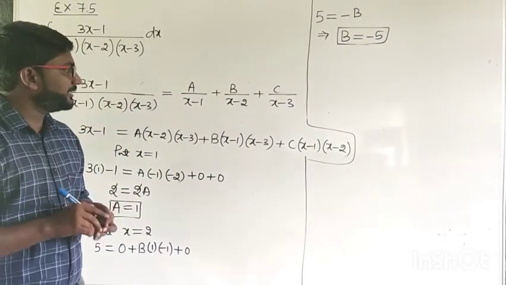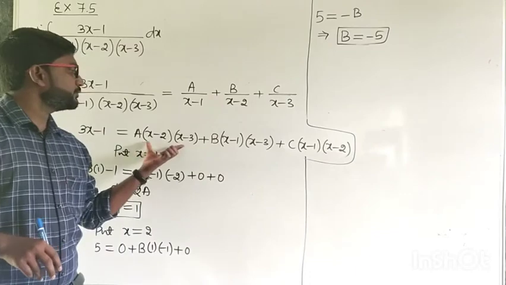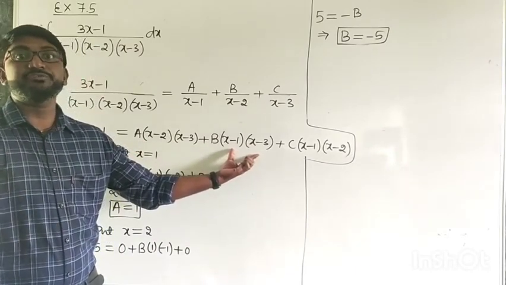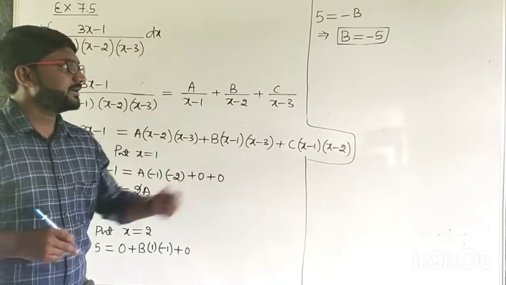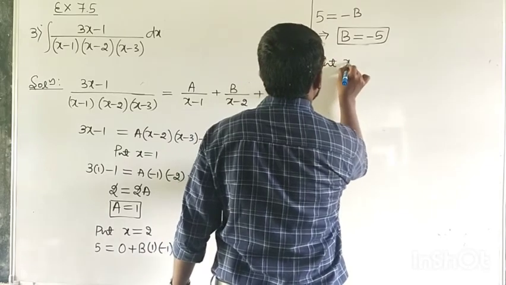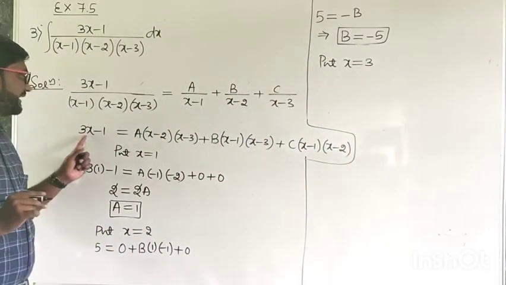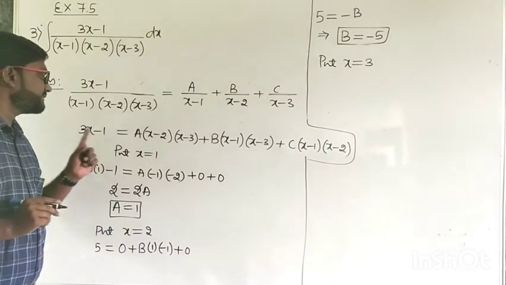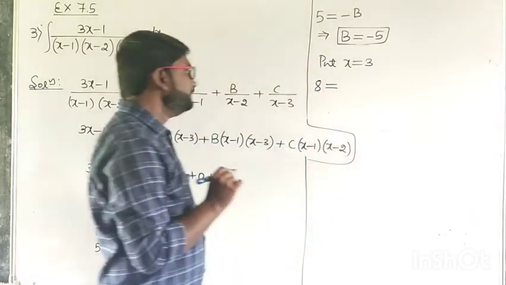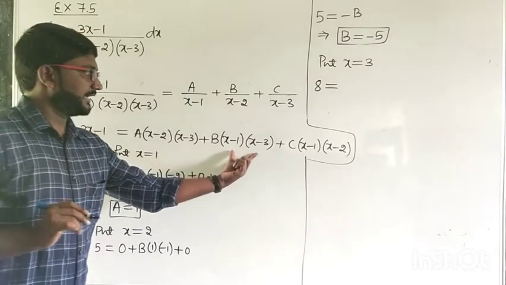Next we have to get the value of c. That means these two terms must be 0. So what do we have to do now? We have to take x equal to 3. So these two terms become 0. So here put x equal to 3. Now simplify the LHS. 3 into 3 is 9, 9 minus 1 is 8. 8 equals, if you go for x equal to 3, this becomes 0 and the second term is also 0.